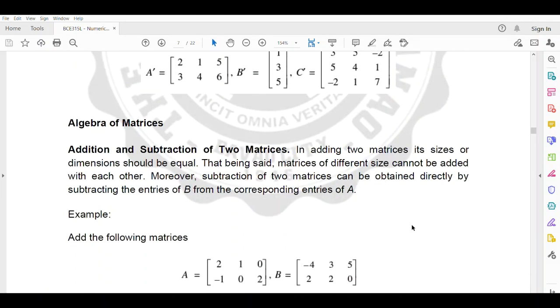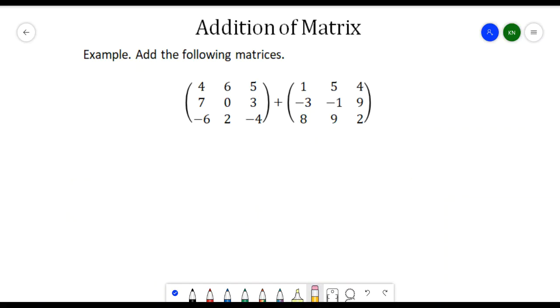Now we'll move on to the discussion of the algebra of matrices. For matrices, we only have three basic operations, which are addition, subtraction, and multiplication. In this next topic, we'll be discussing the operations of matrices: addition, subtraction, and multiplication. So now we will be discussing addition of matrix. Addition of matrix follows the same process of how we add numbers in the conventional way.